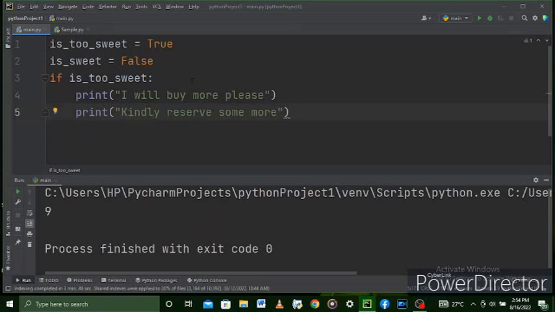Okay, so this is actually a decision that has been made by a user or a buyer who wants to buy some fruits. So if the fruit is too sweet, which in this case is true, the person will have to buy more, and he will even make a request for some to be reserved for him. Okay, so if the fruit is just sweet, which in this case is false, let's see what the person will say here.